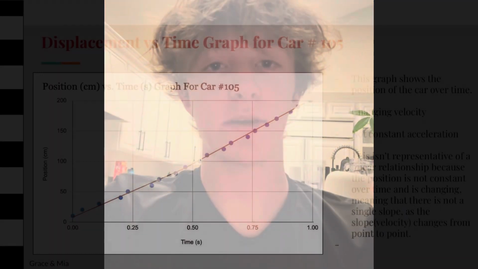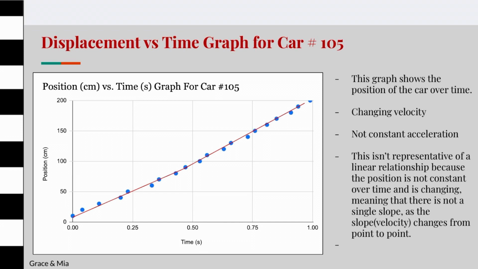Hi, my name is Will, and I will be going over the 3 different graphs for cars 40 and 105, as well as correlation of scientific principle. According to the displacement versus time graph for car 105, this graph shows the position of the car over time. As you can see, the car reaches about 200 centimeters in 1 second. Based on the points on the graph, you can see that for any 2 points, the slope is not the same, which shows the velocity is changing.